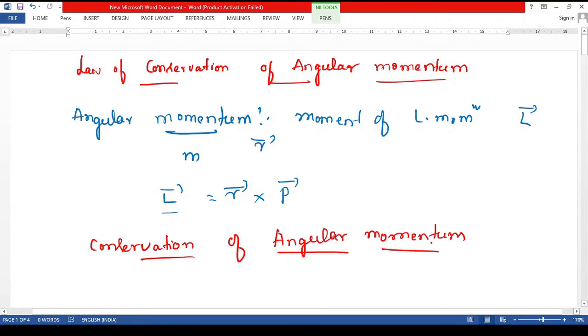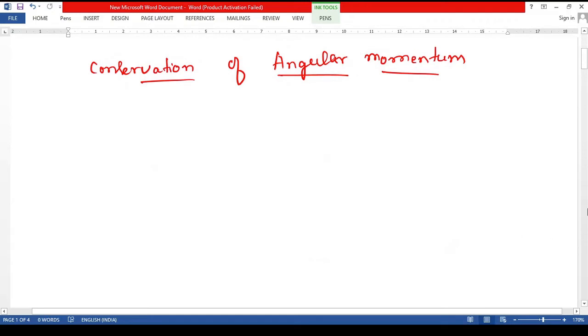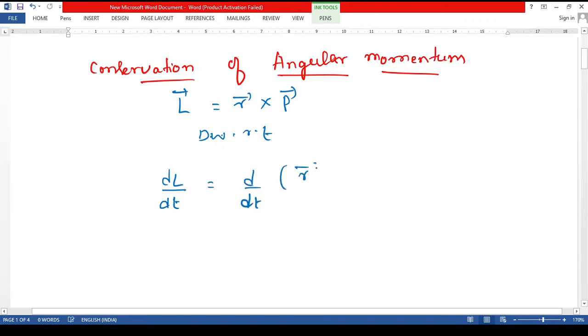Conservation of angular momentum. We know that angular momentum vector L is equal to the cross product of r and p. If we differentiate this equation with respect to time t, then dL by dt is equal to d by dt of vector r cross vector p.